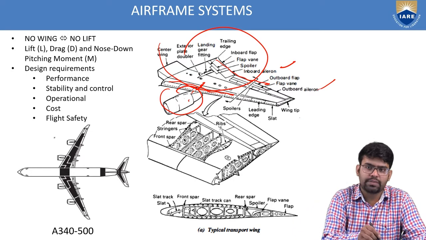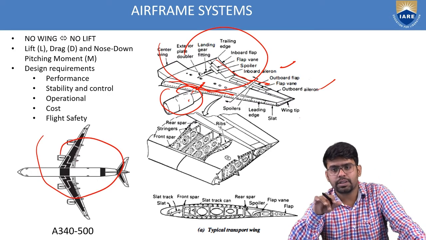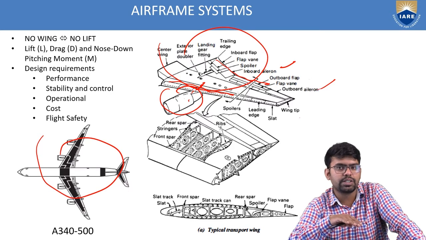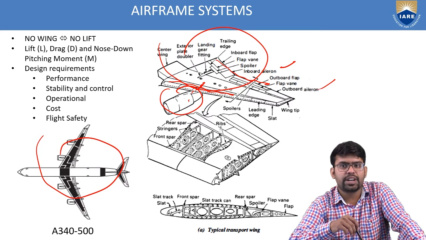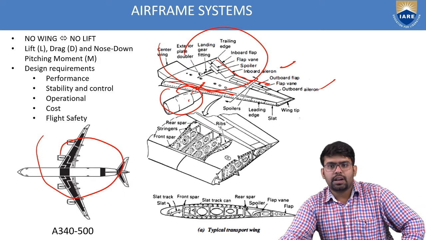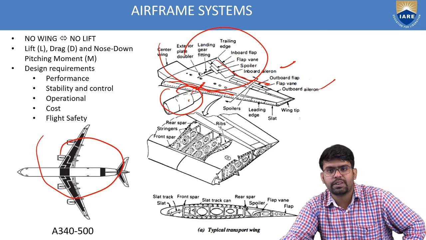And in the bottom left corner, what you can see here is a figure of the Airbus A340-500, which is one of the recent and most used long-range, four-engine aircraft. The ones shaded in black are the fuel tanks. So you can see that the wing houses six to seven different fuel tanks.